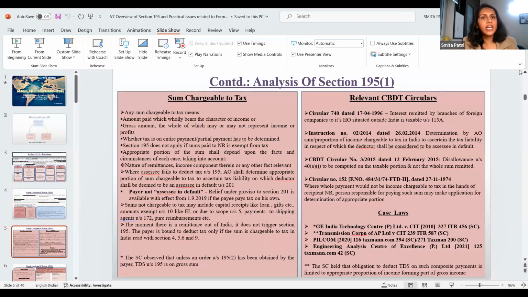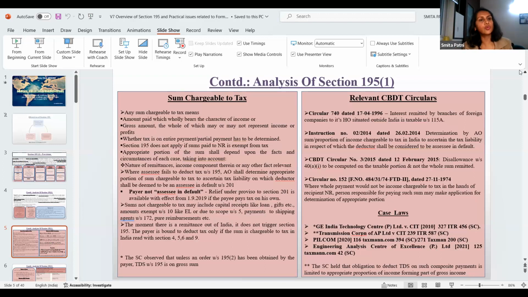Now, sum chargeable to tax, which we were discussing earlier. For sum chargeable to tax, we should start with section 4. Section 4 is the charging section. Section 195 is a machinery section. Section 4 says that whatever tax is to be levied on an individual in that assessment year is determined by section 4. Section 4, subsection 2 also gives leverage to deduction of tax, TDS and advance tax.